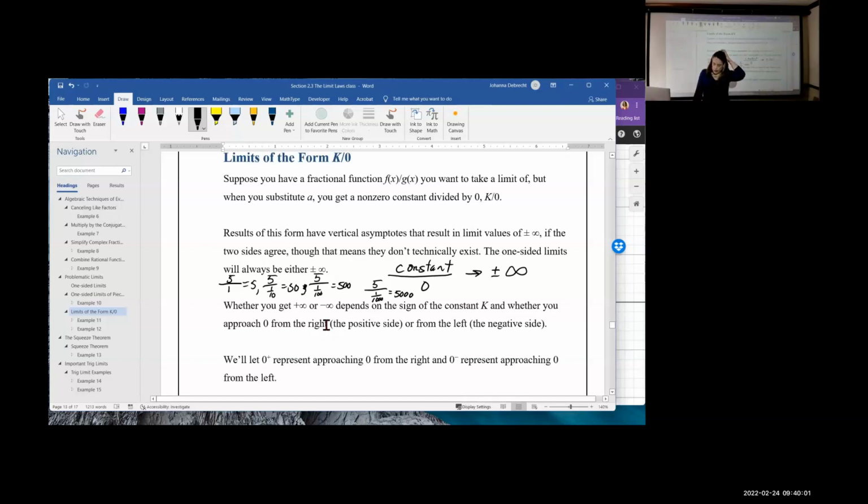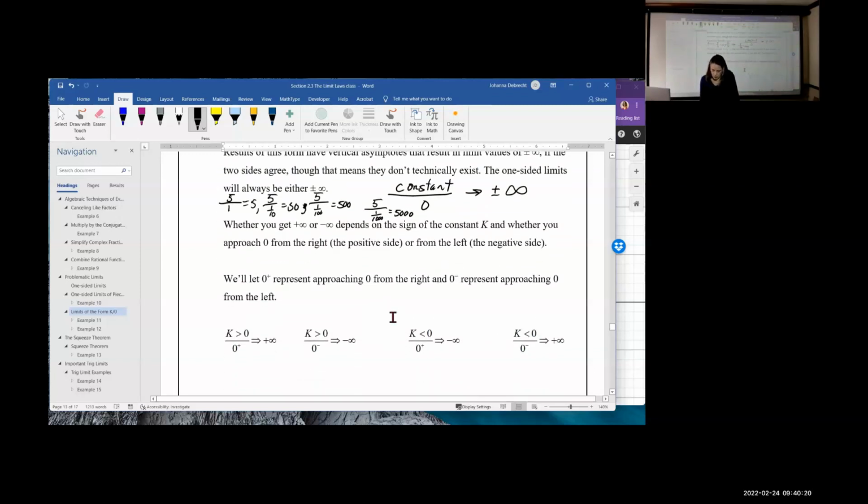Okay. And whether or not you get positive infinity or negative infinity depends on the number in the numerator, whether it's positive or negative, and whether you're approaching 0 from numbers above 0, like here, or from below 0, which would be the negative fractions. Okay, now we're going to let 0 plus mean approach 0 from above or from the right. And we're going to let 0 with a negative mean approach 0 from below or from the left.